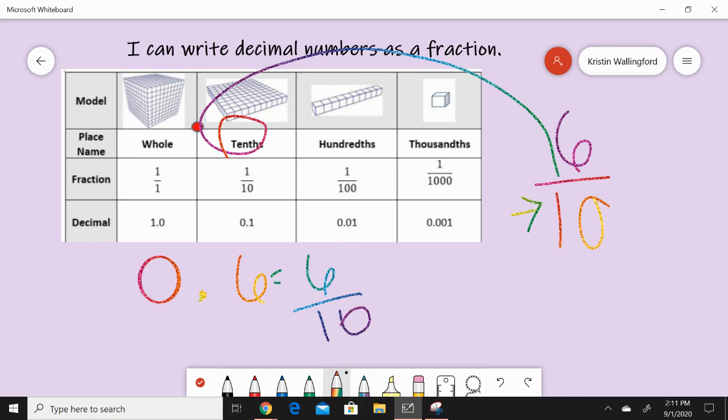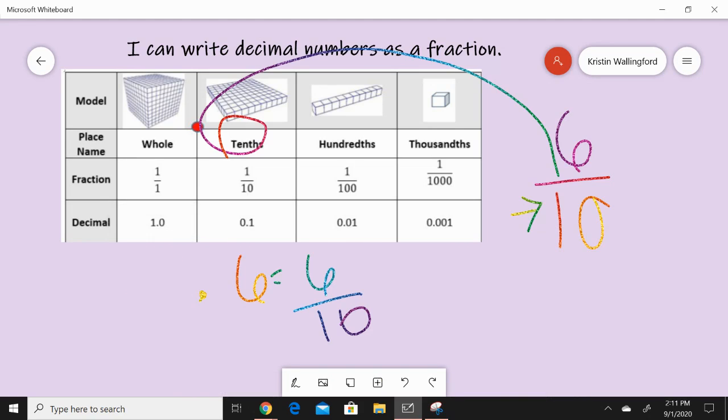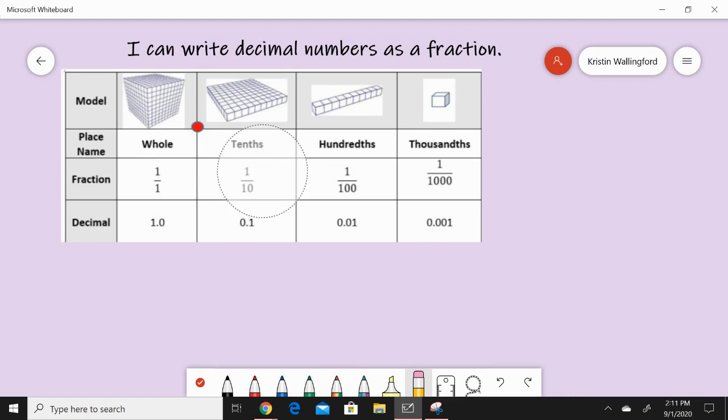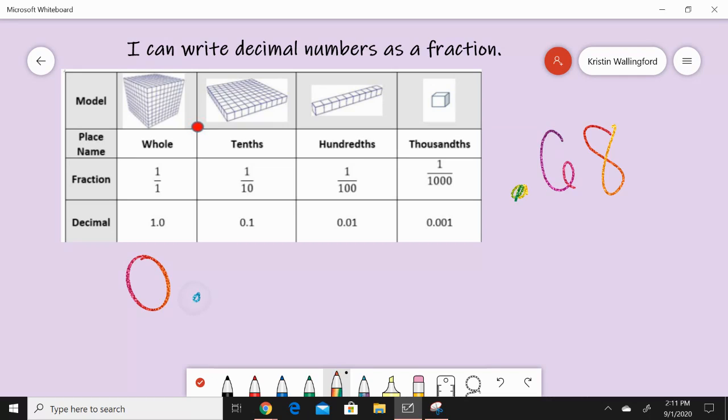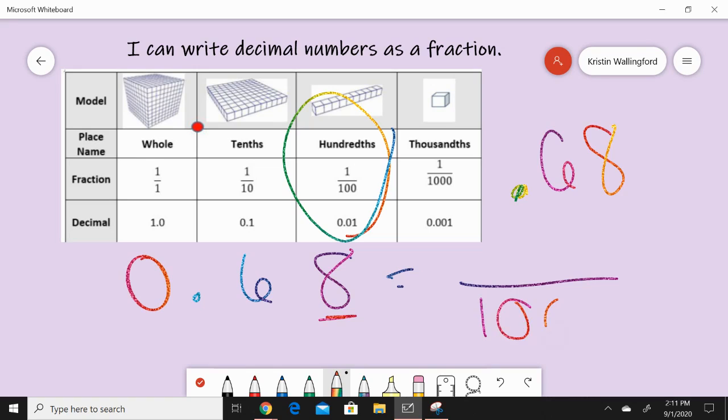So let's try another one. Let's do 68 hundredths. Okay, so again, using this chart, you can remember that you can put your numbers in here, just like so. The denominator is going to be whatever place the last number is in. So you're in the 100ths. And then you just put this number on top and you get 68 hundredths.